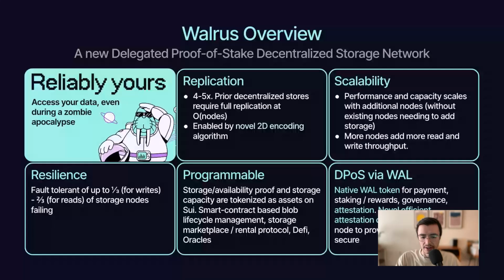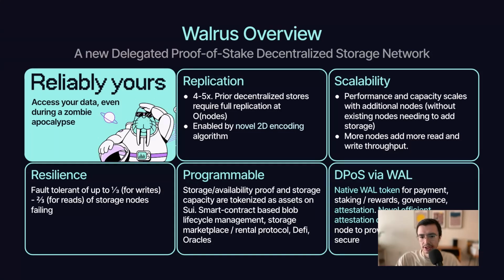Some of you might know, but Walrus uses the SUI blockchain as the coordination layer. There were a few reasons that we did this, but basically this results in availability proofs and storage capacity being tokenized as assets on SUI. So you can imagine future use cases such as smart contract based data management or data rental protocols, as well as integrations into DeFi and oracles and other areas.